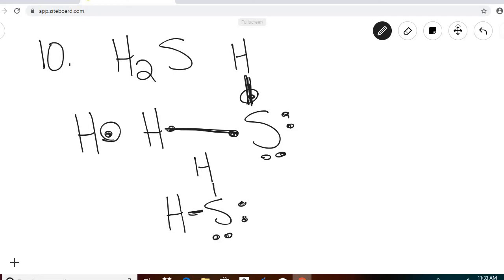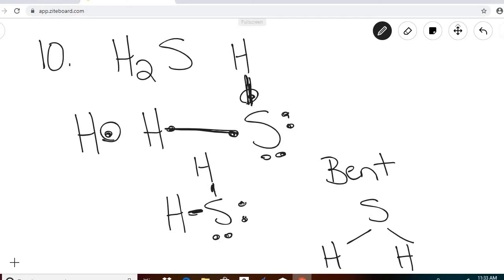Okay, so the sulfur has 4 pairs of electrons, but 2 of them are unbound. Okay, so that means that its shape is bent. So we'd have the sulfur here, and we'd have each of the hydrogens there when we draw the shape. Okay, so that is a bent molecule.